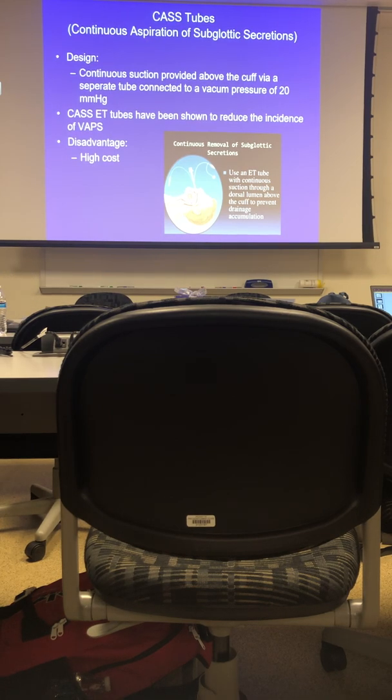This is a CASS tube. Now, we don't have a CASS tube, but CASS stands for Continuous Aspiration of Subglottic Secretions. So this tube's pretty darn expensive, so they don't really have them too much at hospitals because hospitals have to worry about cost. But this tube has the endotracheal tube, but there's also a side here that is hooked to suction. So there's a little opening down here that can constantly suction secretions that pool down there. So it's going to decrease VAPs.